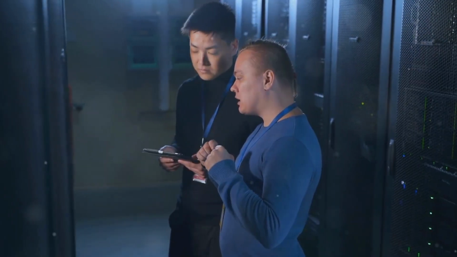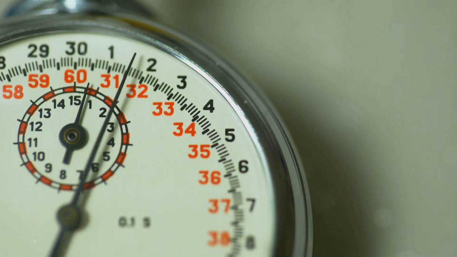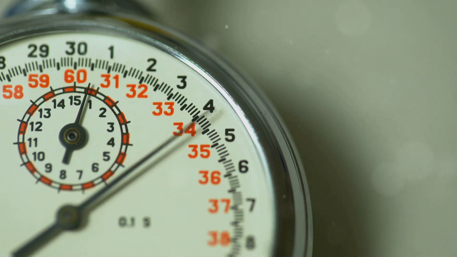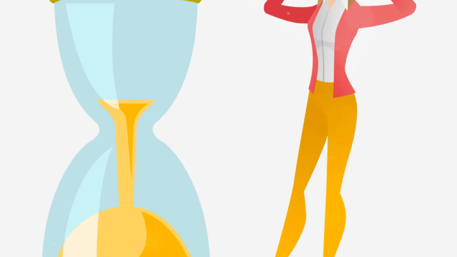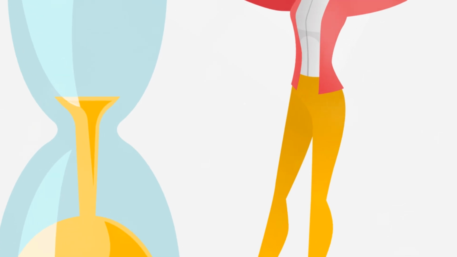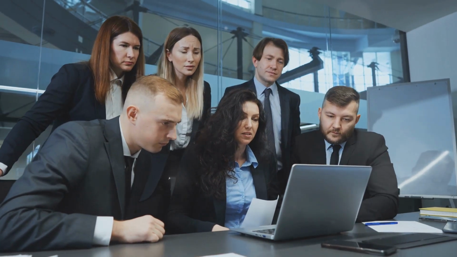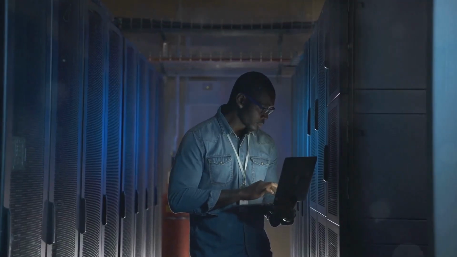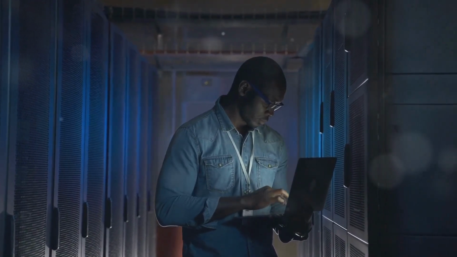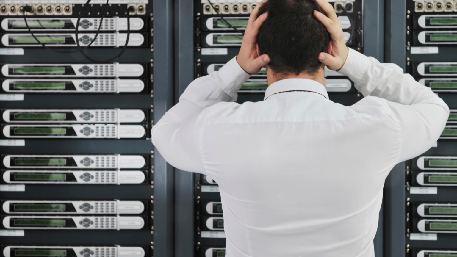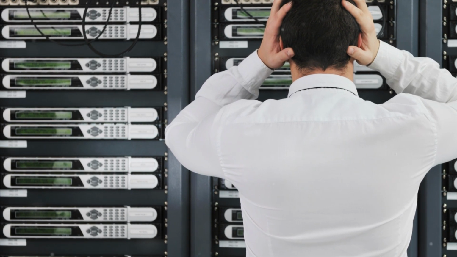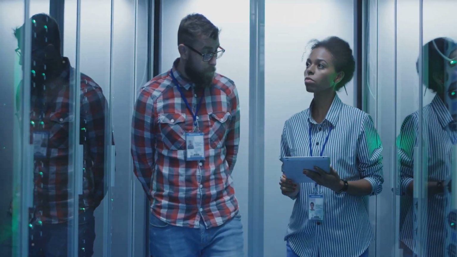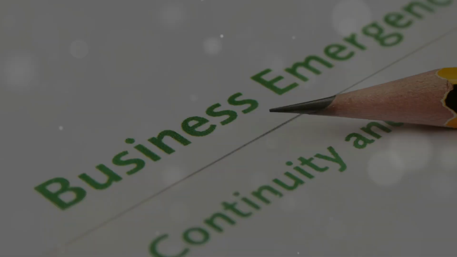Now, we're getting into the nitty-gritty: recovery time objective, RTO, and recovery point objective, RPO. Think of RTO as your maximum acceptable downtime. In other words, how long can your business afford to be offline before it starts seriously hurting? RPO, on the other hand, is all about data loss. It's the maximum amount of data you're willing to lose in a disaster scenario. For some businesses, losing even a few minutes of data is unacceptable. The key is to determine what's acceptable for your specific business needs and budget.